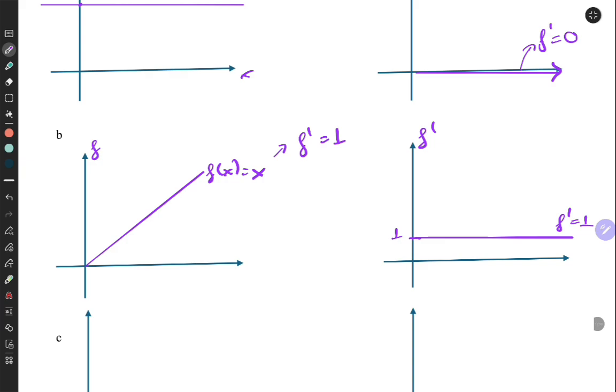So the slope of this one is 1, right here. The slope is 1. The slope is also the derivative. This function is increasing at the speed of 1.